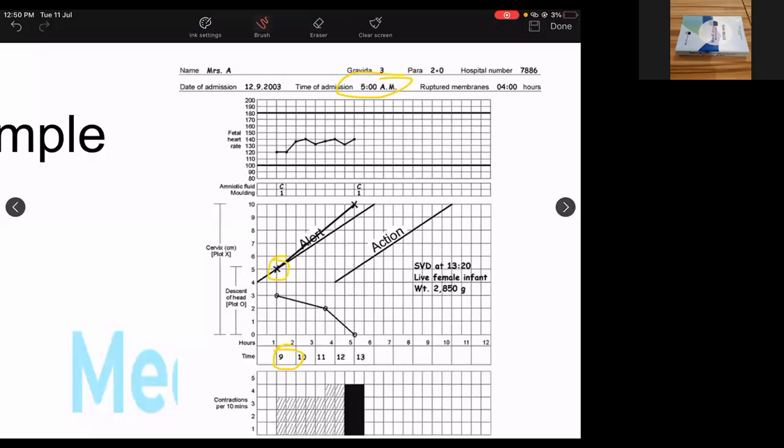Fetal head was 3. Descent was 3. Amniotic fluid was clear. And there was 1 plus molding. She was having 3 moderate contractions every 10 minutes. And the fetal heart rate was 120.